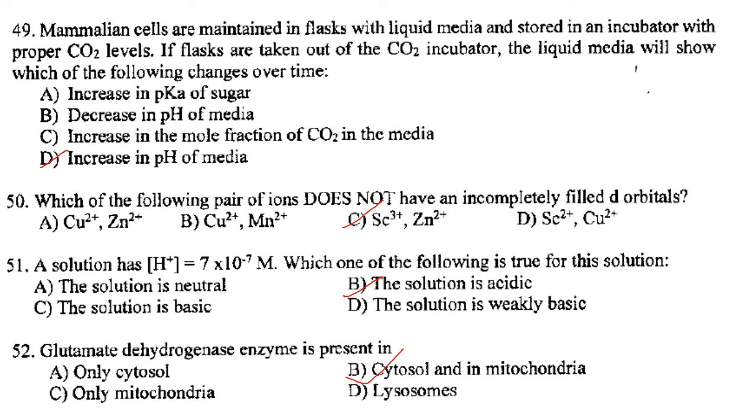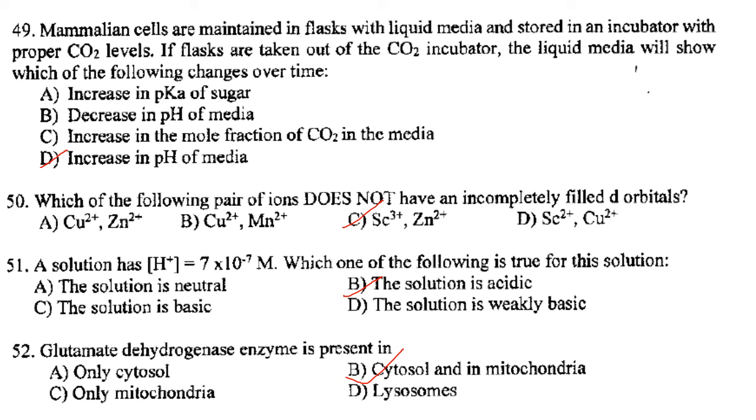Then mammalian cells are maintained in flasks with liquid media and stored in an incubator with proper carbon dioxide levels. If flasks are taken out of the carbon dioxide incubator, the liquid media will show which of the following changes over time? So they will show an increase in the pH of the medium.